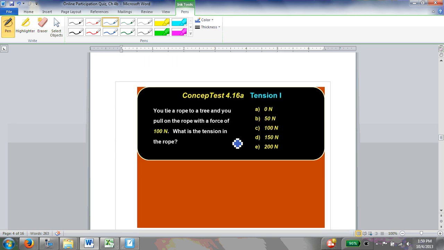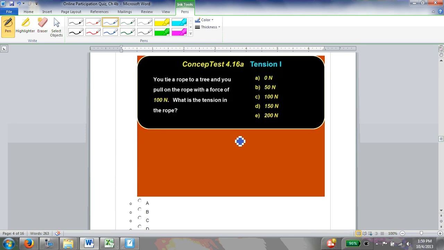You tie a rope to a tree and you pull the rope with a force of 100 newtons. What is the tension in the rope? Here's my tree. I have a rope attached to it, and I pull on it with a force of 100 newtons. The tension in the rope is also 100 newtons all the way throughout. C.